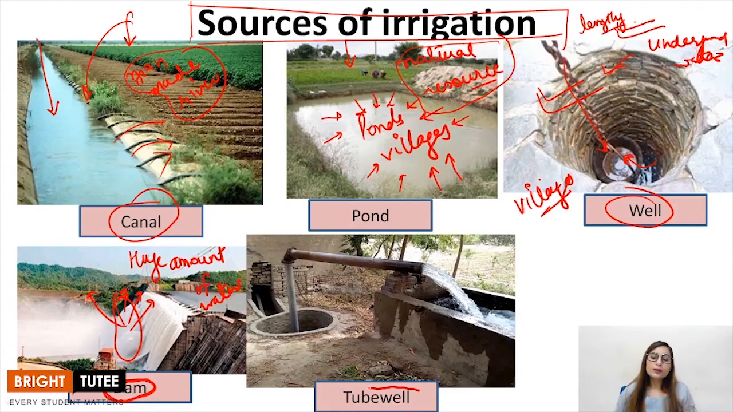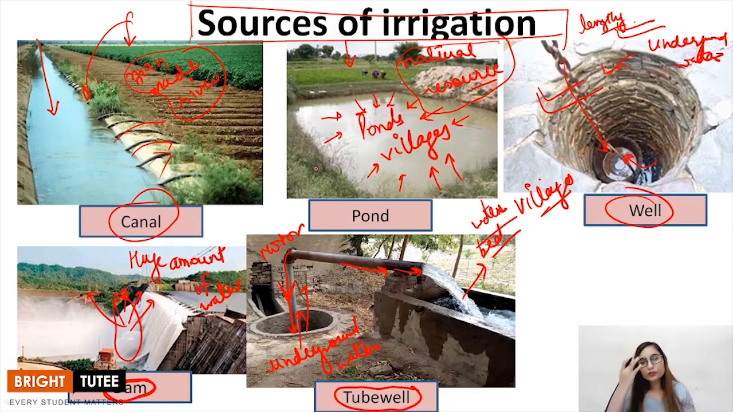Then comes a tube well. Now what is a tube well? A tube well is a pipe. It also basically utilizes underground water. There is a pipe that has been dug inside the ground. Now there is a motor that pulls out the water from the ground and you obtain it in a waterbed, you can say anything, right? So basically these are some sources of irrigation from which you can obtain water necessary for irrigation, right?